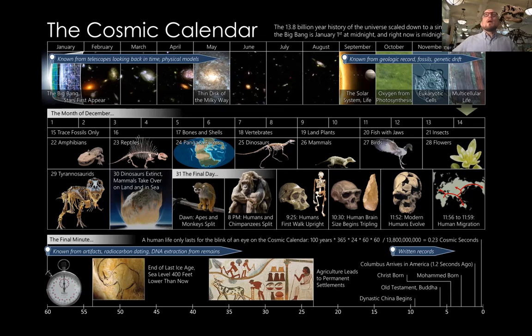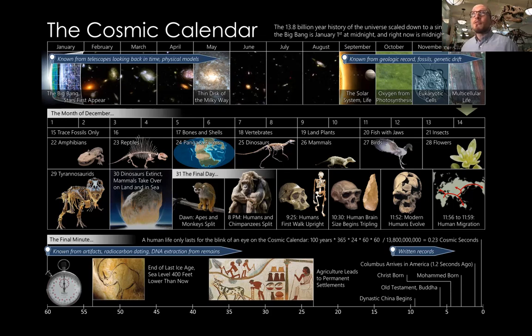Now, because we're talking about billions of years, it gets a little bit confusing for some people. So what we sometimes do to help us think about the passage of time is we compress the entire history of the universe into 1 year. We call that the cosmic calendar. On January 1st, that's the moment of the Big Bang. That's the moment when the universe began.